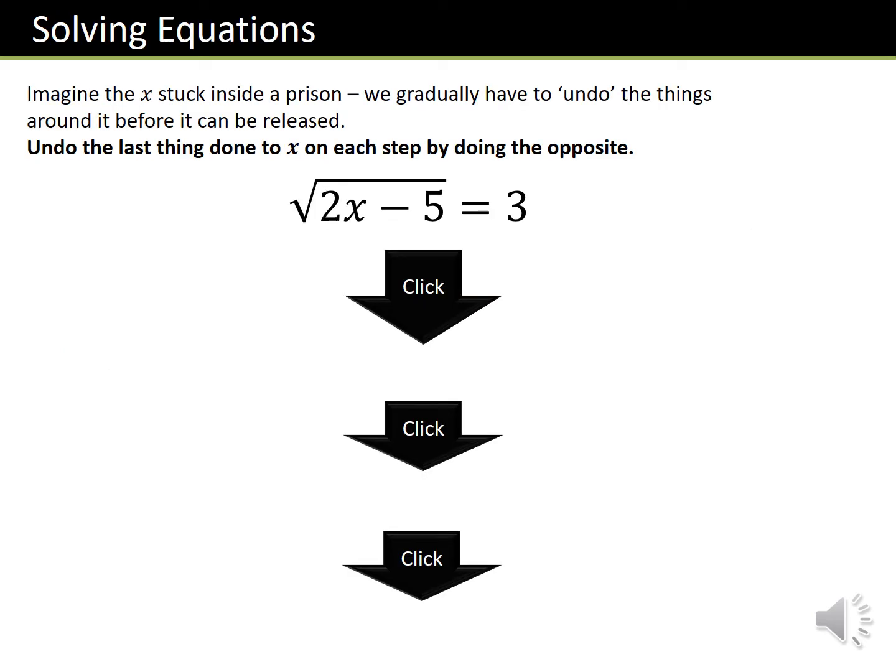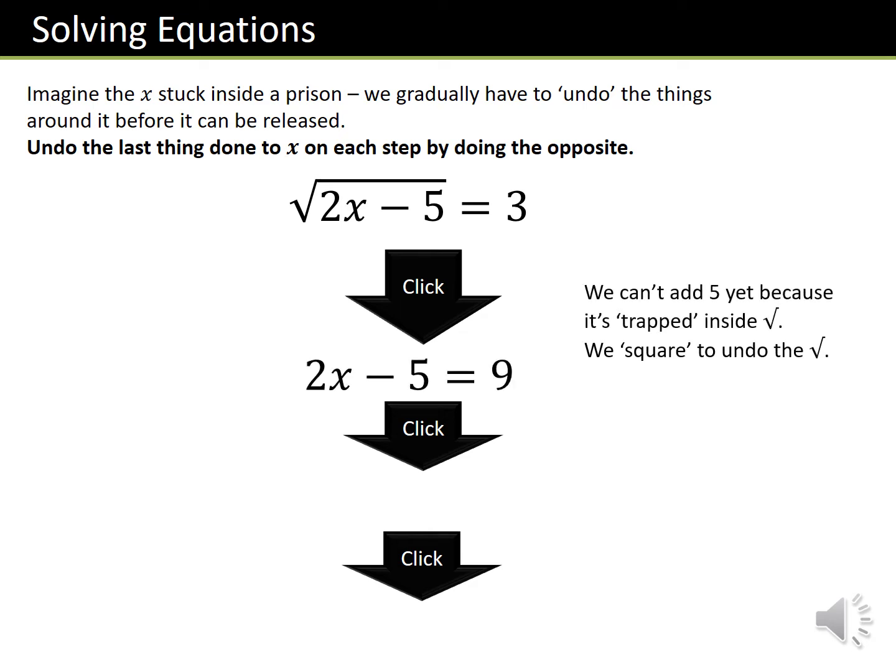Okay, so solving equations, which is what we were just doing in that starter. Basically what we're trying to do is undo all of the steps that were done to the algebra term until all we're left with is the algebra term. So on this one we've got the square root of 2x minus 5 equals 3. You can see the thing that was done last was the square root, because that's on the outside. So to undo that, we can square it, do the opposite. We square both sides, and we end up with 2x minus 5 equals 9, because that's 3 squared.